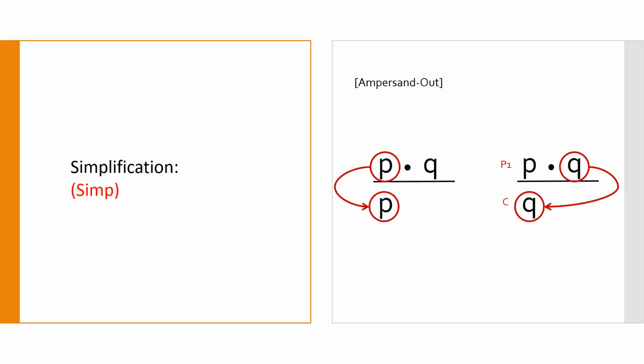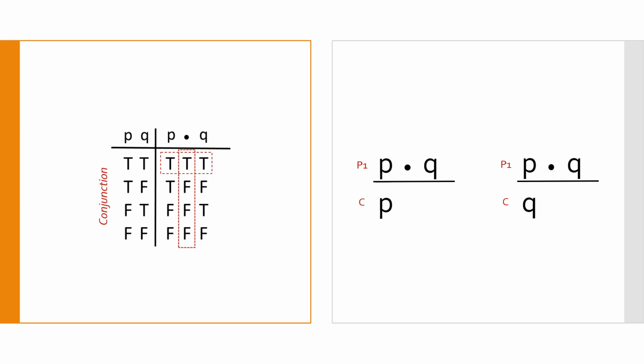As a quick aside, this rule is also sometimes called ampersand out, and it is called this because it allows us to pull out individual terms from a conjunction and then include these in our proof as new inferences. Now we might stop at this point to wonder why this follows, and follows necessarily. This is perhaps best answered by looking at our truth tables.